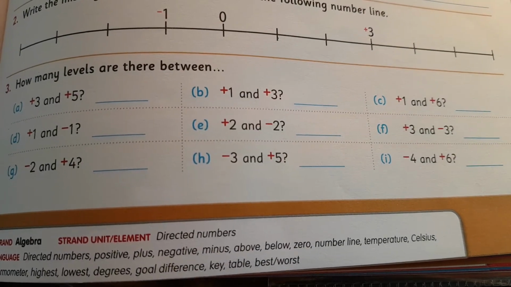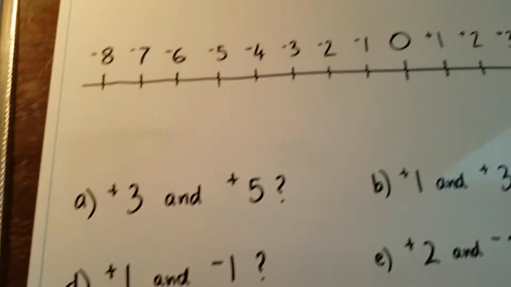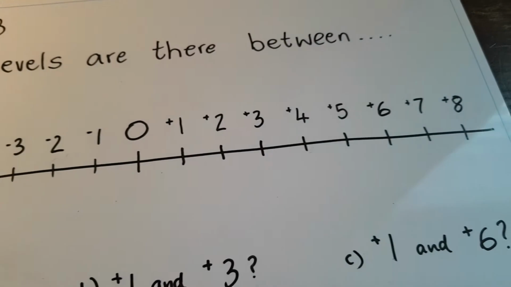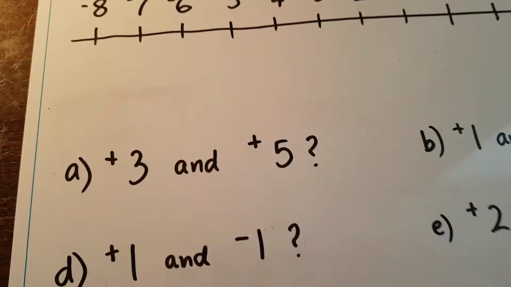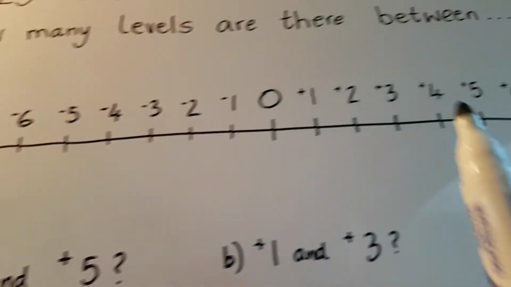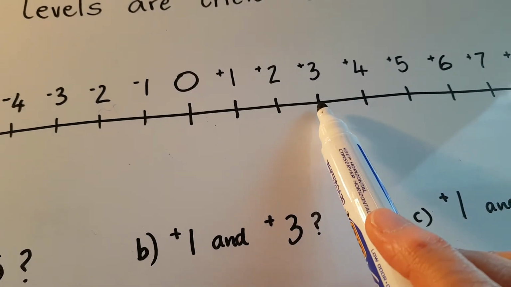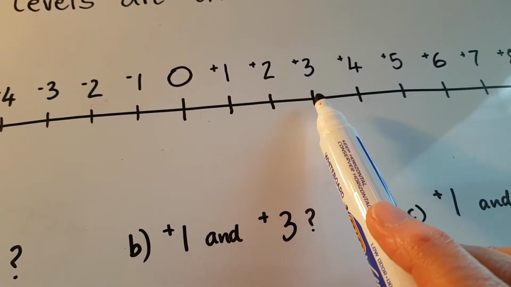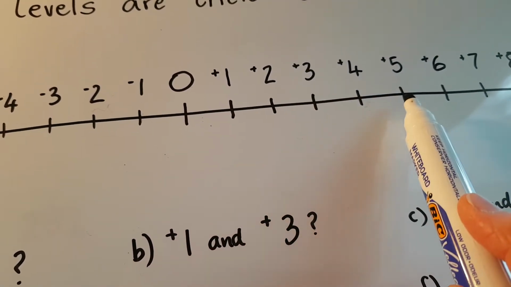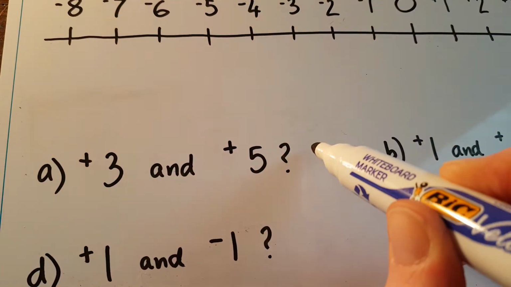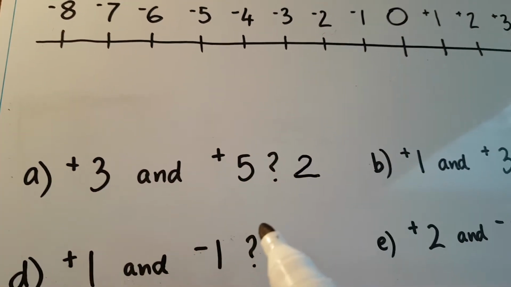So this is the one where it really helps to have a number line, and then you can just count your steps. Okay, so the first one says between plus 3 and plus 5. So we're starting on plus 3, we're stopping at plus 5, so we count 1, 2 jumps. Don't count where you start from.